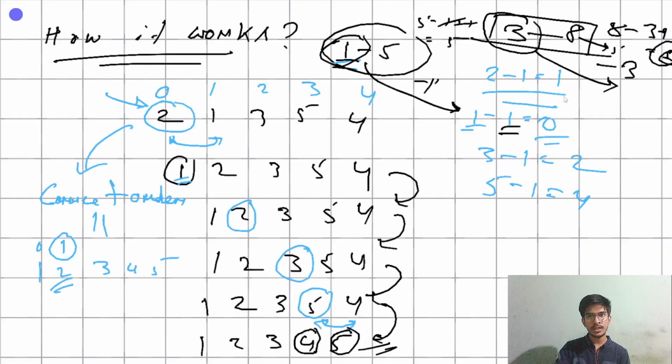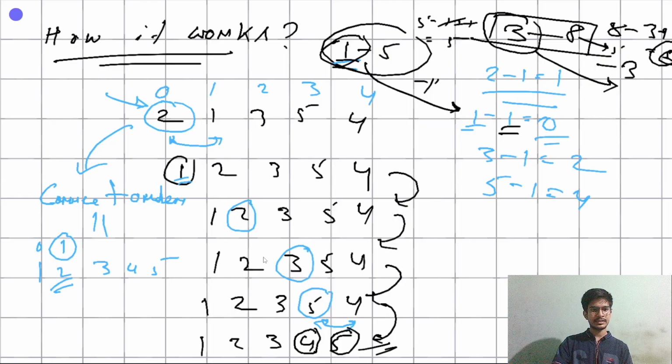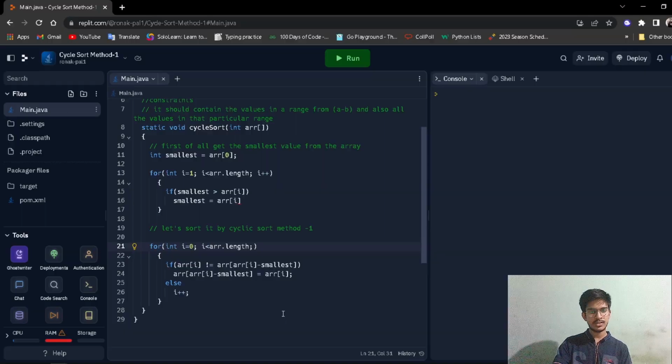Otherwise, suppose the index is 0, and its value is 1, and that value is also 1, that means arr of i is equal to the right hand side, so it will increase. Since both cases are equal, it is increased. This condition is i plus plus. And in this cyclic sort method 1, it cannot contain duplicate values. Do remember that, okay? Remember that.